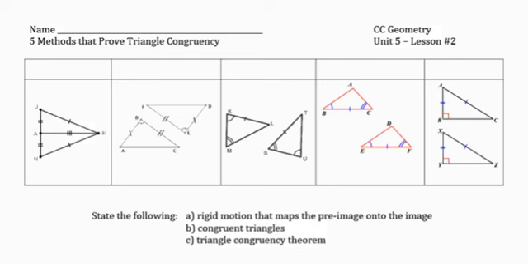So today we're going to talk about 5 different ways to prove the 2 triangles are congruent. Remember, congruent triangles means that if I put the 2 triangles on top of each other, they will match up perfectly. All the corresponding sides and corresponding angles will be the same. So let's take a look at the first example here.